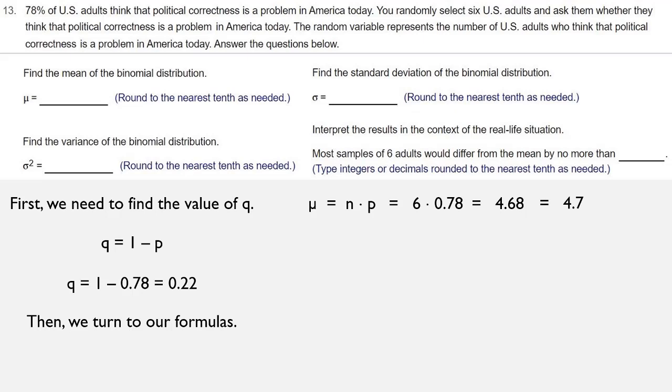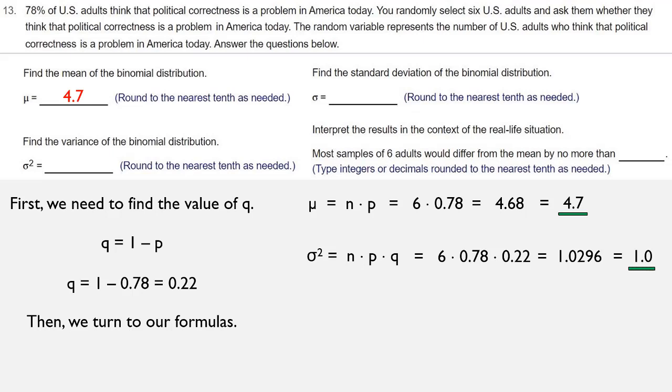Next, we find the variance. The formula for the variance is sigma squared equals n times p times q. So n is 6, p is 0.78, and then we multiply also by the q, which is 0.22. When we multiply this, we get 1.0296. This is the variance, but we want to round it to the nearest tenth as directed, and that gives us 1.0.